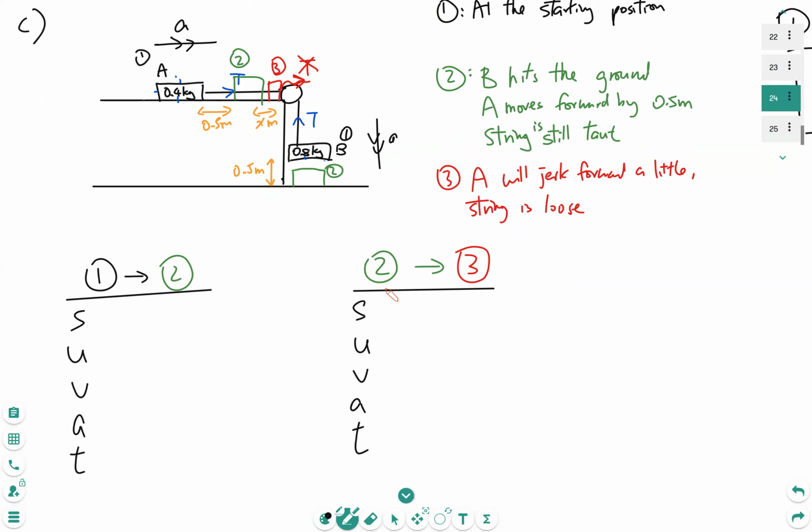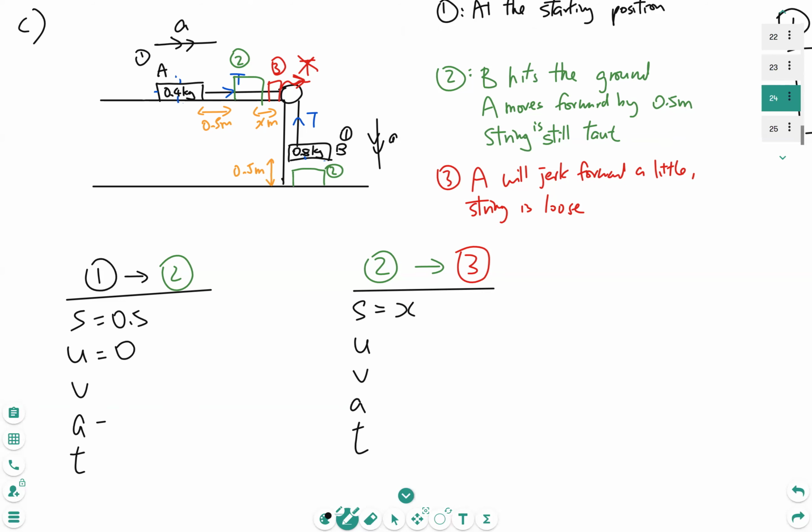Obviously we want to find S is X here, X meters. That's the X we want to find out. We know from motion 1 to motion 2, particle A or particle B, it doesn't matter which one because they're in sync, moves 0.5 meters forward. Initial velocity, we start from rest. Final velocity, is it 0? No, because even though B hits the ground, when we talk about final velocity, we talk about the milliseconds just before it reaches that point. Is the speed at that point at motion 2 zero? No, because it's still moving.